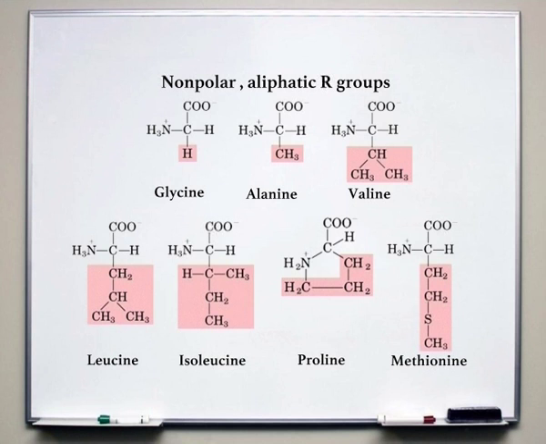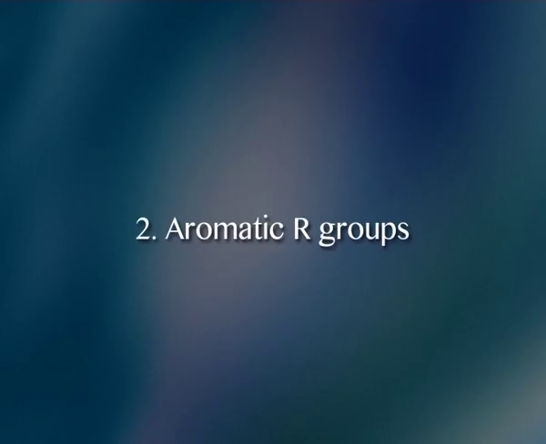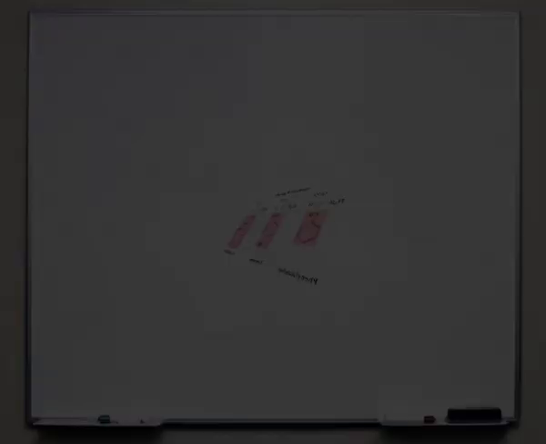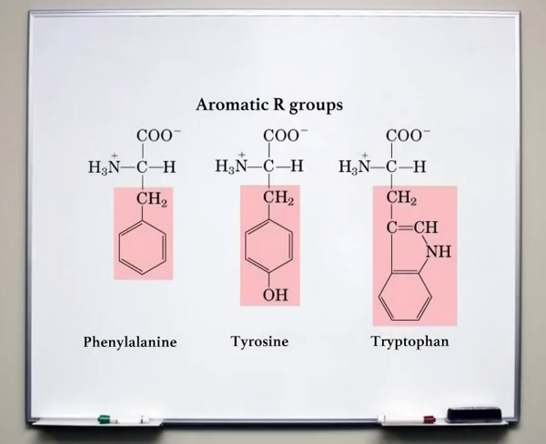Glycine has the simplest structure with a hydrogen atom as the R group. Alanine, valine, leucine, and isoleucine have highly hydrophobic side chains that normally cluster together within the protein structure with hydrophobic interactions. Second class, aromatic R groups. The amino acids phenylalanine, tyrosine, and tryptophan have aromatic side chains as their R groups, and they are relatively nonpolar, that is, hydrophobic. All 3 can participate in hydrophobic interactions.